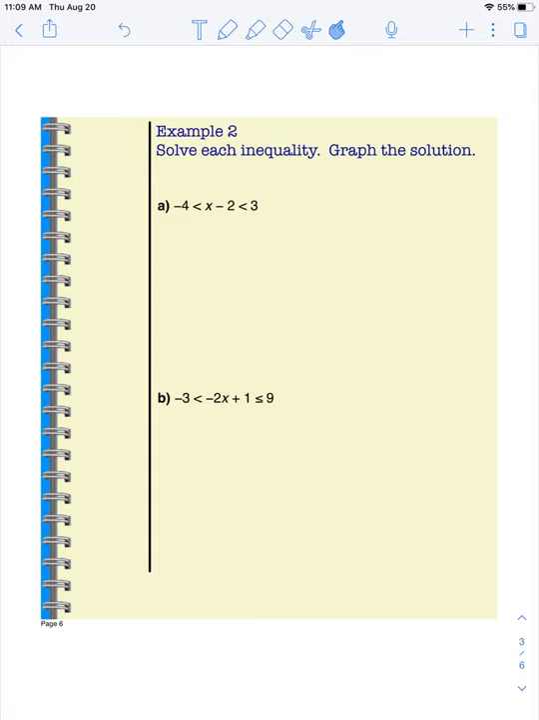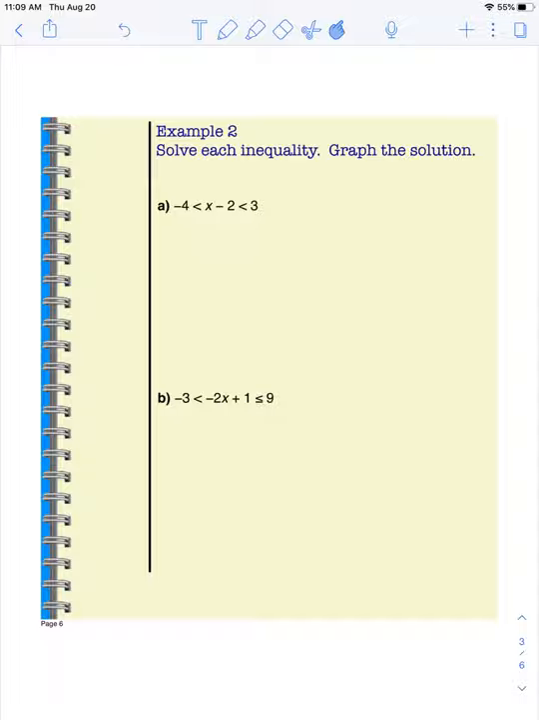All right, so when we're solving compound inequalities, specifically "and" inequalities, you can separate it into two or you can keep it as one. I'll show you, for example A, how you would solve it if you keep it as one, and then I'll show you, for example B, what I mean by split it into two different inequalities.